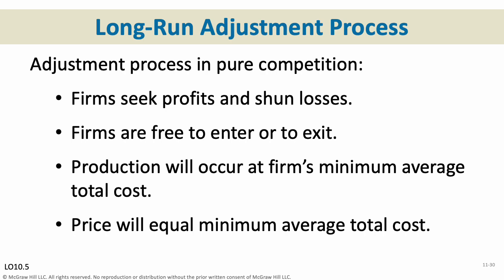So in pure competition, firms seek profits and shun losses. Companies we expect to operate rationally. Firms are free to enter or exit at will. Production will occur at a firm's minimum average total cost, and price will equal minimum average total cost.